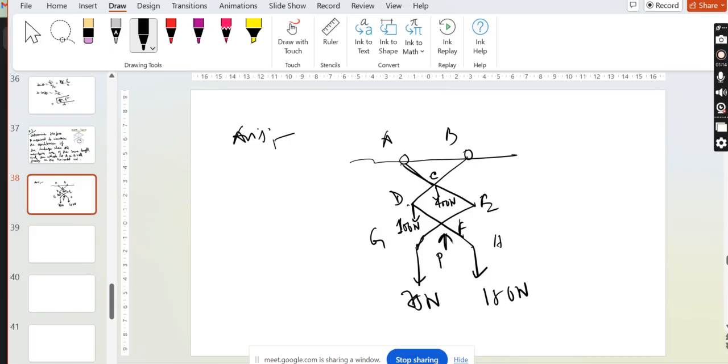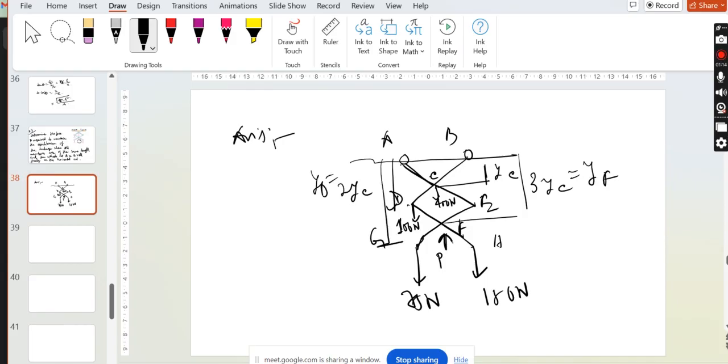So all the linkages are of the same length. If we take this as YC, this will be 2YC. This is 3YC. So this is YD basically. 3YC is equal to YF. YG is equal to YH is equal to 4YC.